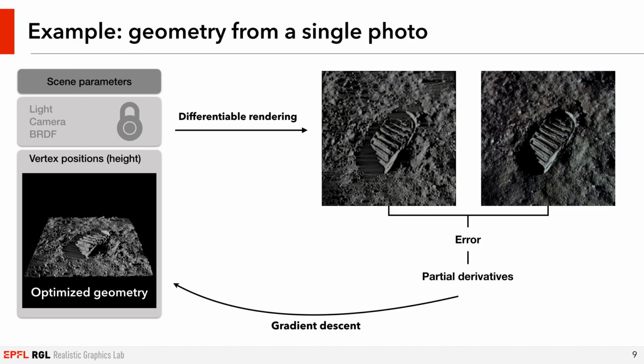Note that the renderer should be able to simulate whatever happens in the photo in terms of light scattering, such as shadows or multiple scattering.